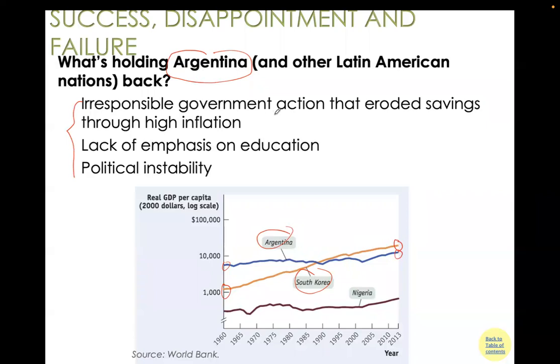One is governance. The government didn't do a good job to keep price stability, right? Or in other words, in their economy, people experienced high inflation. If there was high inflation, then people don't want to save.